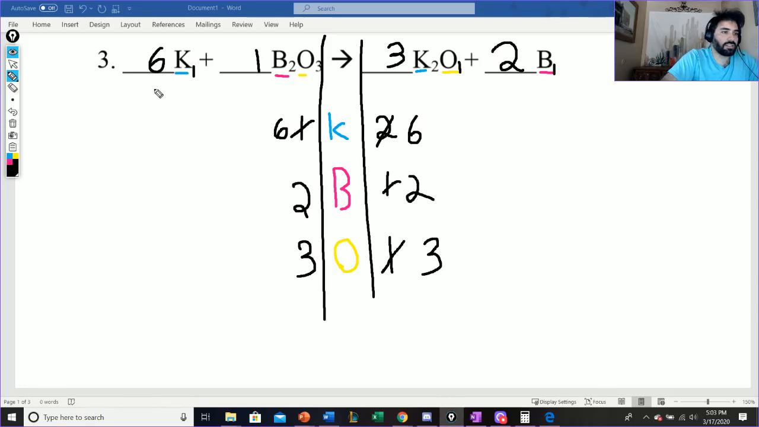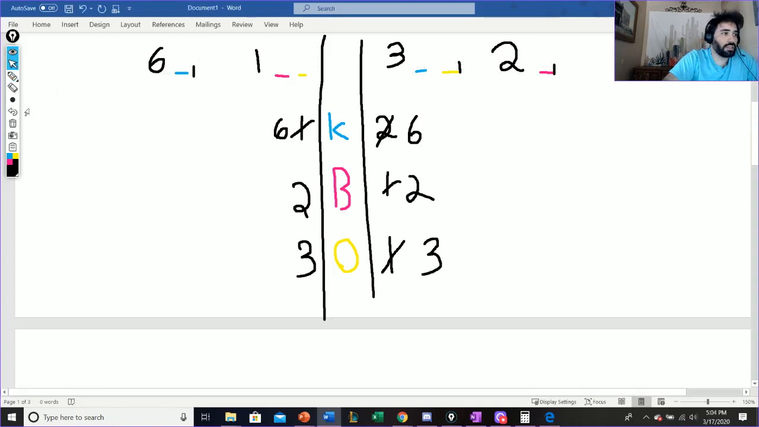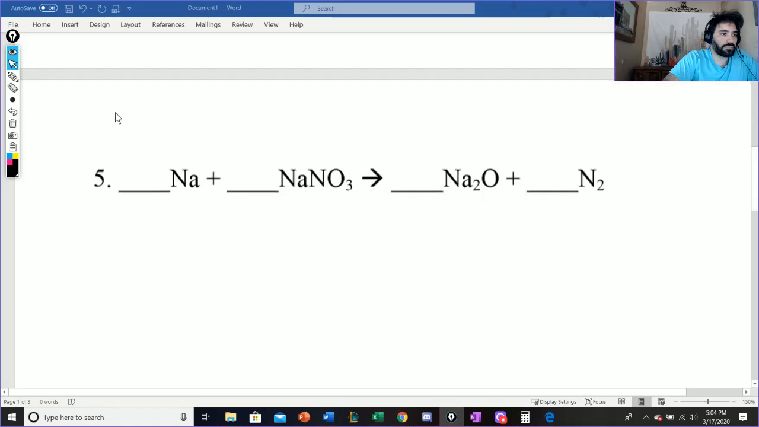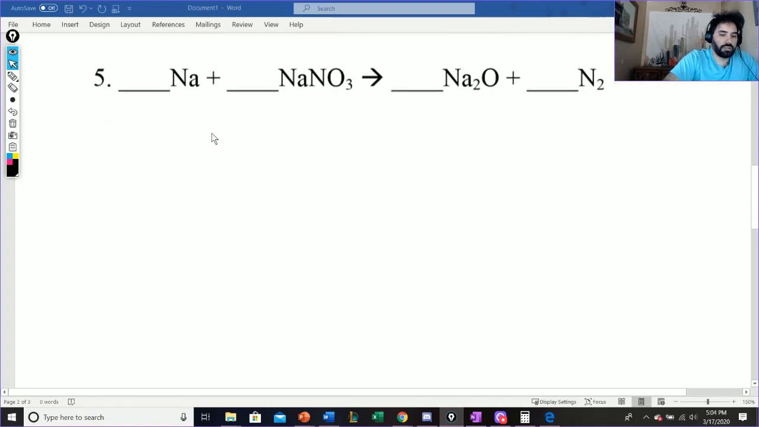And that's my answer. I have the potassiums balanced, borons balanced, oxygens balanced. If I try to reduce this, I can't, because you can't divide all these by 2. You can't divide them all by 3. This is the lowest coefficients I could possibly have. All right, so that's number 3 on page 1. Let's do number 5 on page 1.